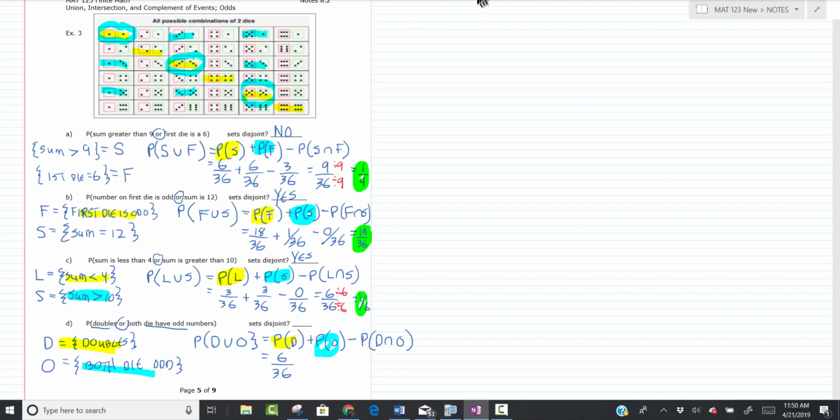All right, so we got that. All right, what's the intersection? What blended? There were 3 things that blended. The intersection is doubles and both die are odd. Okay, so there's 3 possibilities there. So that would be minus 3 out of 36. That means that the sets are not disjoint, since the intersection has 3 elements in it. And then if you put this together, you would have 9 plus 6 is 15. 15 minus 3 is 12. So it's a 12 out of 36 probability.